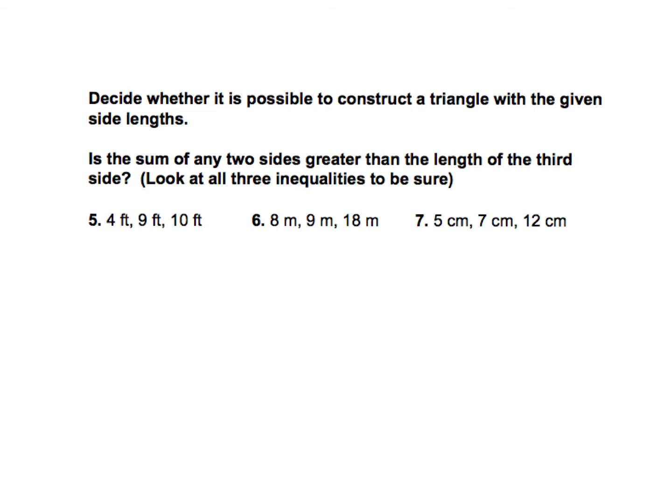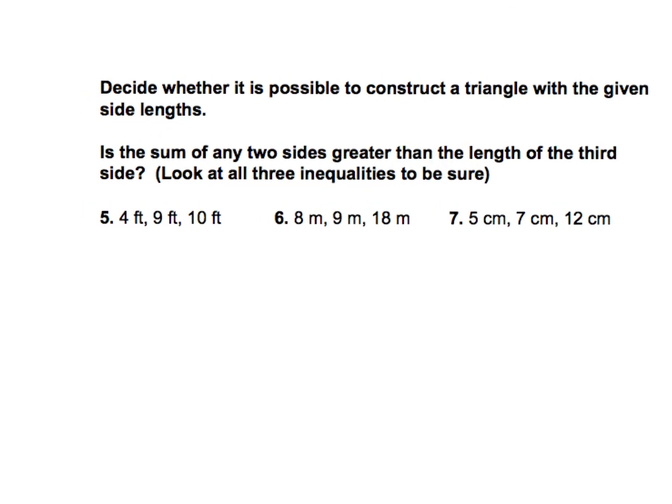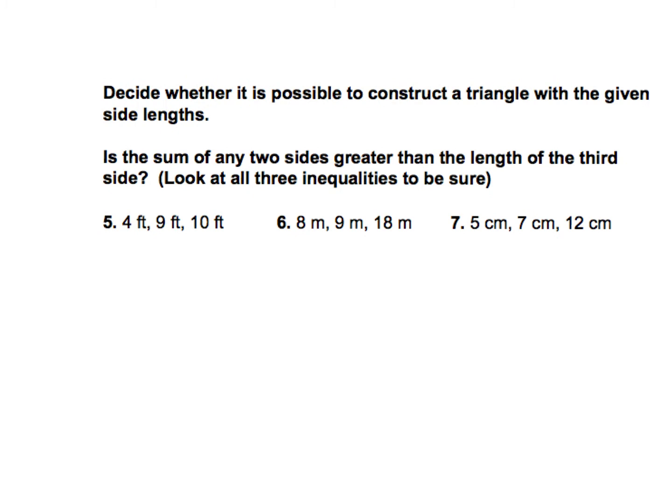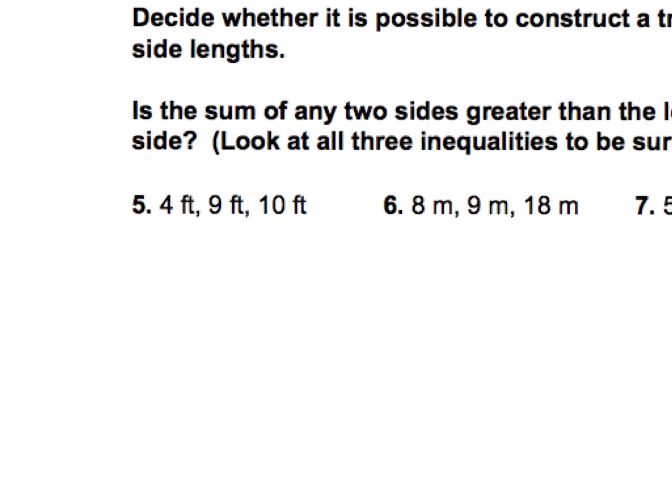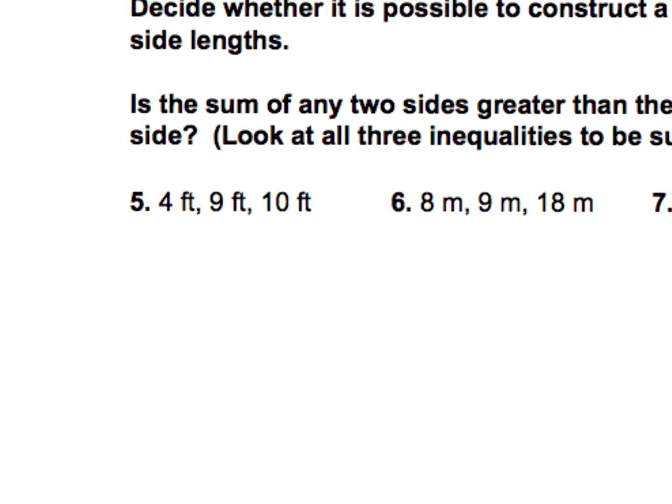Now we need to decide whether or not it is possible to construct a triangle with these side lengths. Okay, so we are going to need to write down those 3 inequalities that we talked about before, where you pick 2, it has to be greater than the third. So my first inequality I would have is 4 plus 9 is greater than 10. 13 is greater than 10. Yep, that's a true statement.